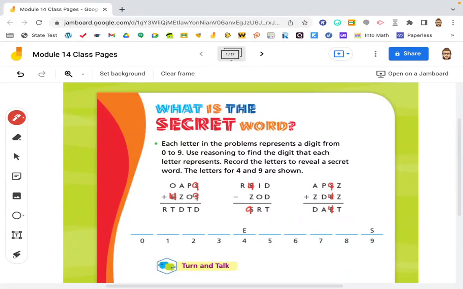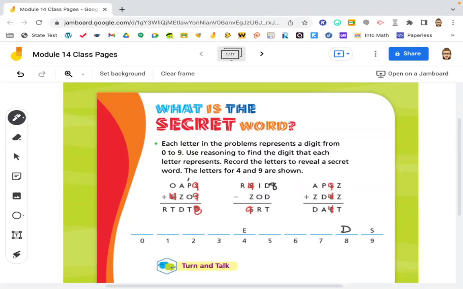Okay. So we can go through. If we are adding, we would do 9 plus 9 is 18. So that makes this an 8. Let me put a 1 there. So D is 8.